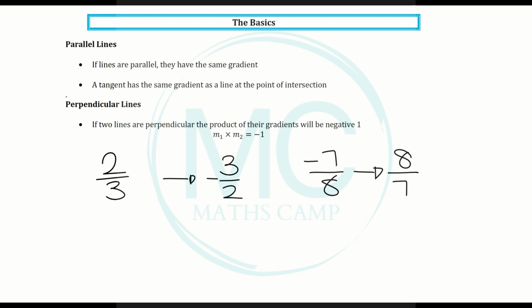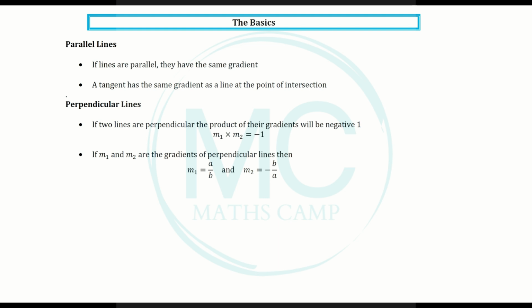This shows us that if m1 and m2 are the gradients of perpendicular lines, then if m1 is equal to a over b, then m2 must be equal to negative b over a. And you can also use this idea to find unknown values. Remember that a tangent is always perpendicular to the normal.